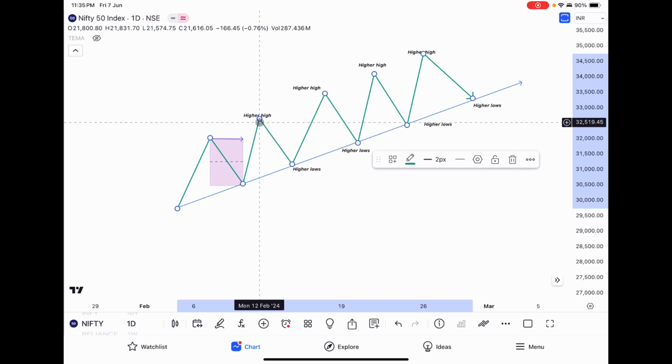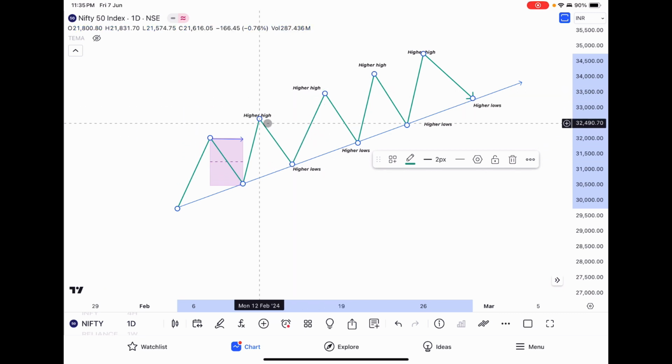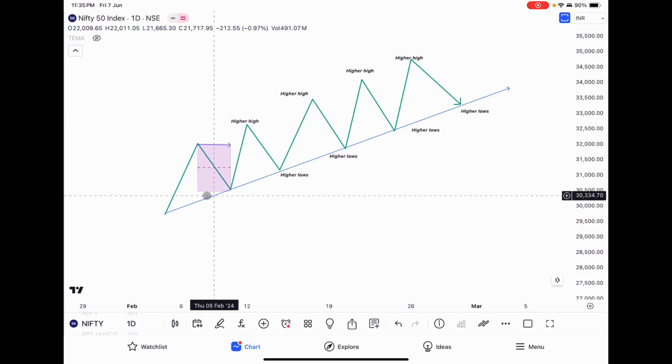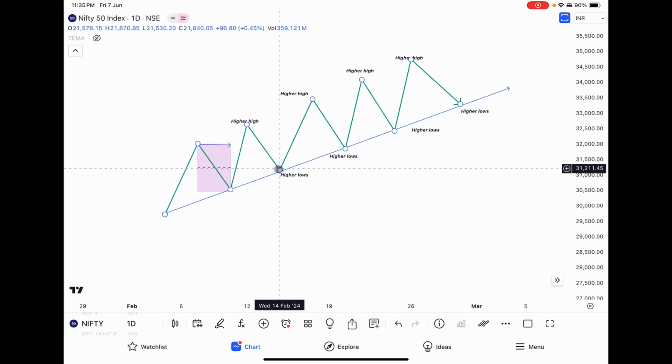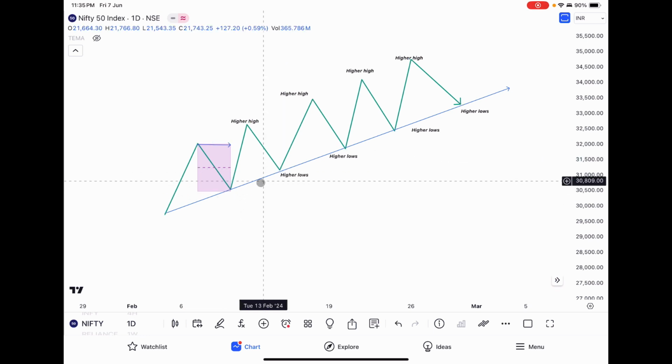Easy. Then price again pulled back, but didn't go through the recent low, making this one a higher low. Then price again pushed, breaching this high, making another new swing high. And this is how you identify an uptrend, by joining higher lows, seeing that price does not breach or go through the recent low.